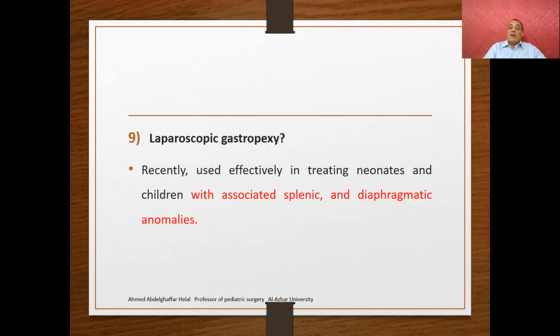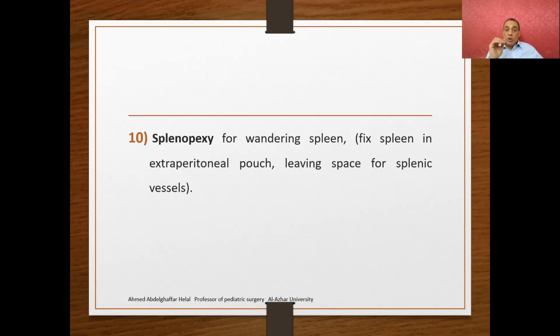Laparoscopic gastropexy has recently been used effectively in treating neonates and children with or without associated splenic and diaphragmatic anomalies. Dealing by laparoscopy nowadays has become easier, so you can fix the spleen, remove the band, and repair the diaphragm by laparoscope with laparoscopic gastropexy. Also, splenopexy for wandering spleen is very essential if this is the cause of gastric volvulus. We mean by splenopexy to fix the spleen. We make an extraperitoneal pouch, leaving space for the gastric vessels. This will fix the spleen in position.